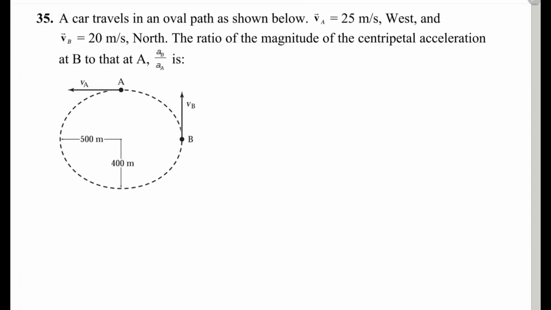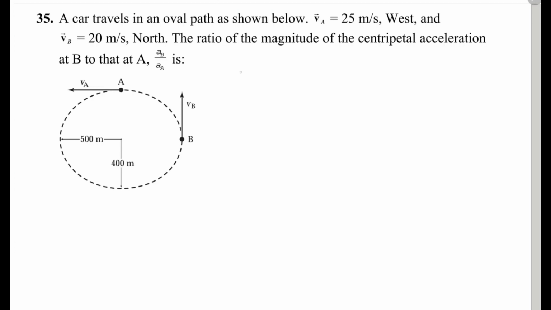A car travels in an oval path as shown below. VA is equal to 25 meters per second west and VB is 20 meters per second north. So the ratio of the magnitude of the centripetal acceleration at B to that at A, which is AB divided by AA, is equal to what?